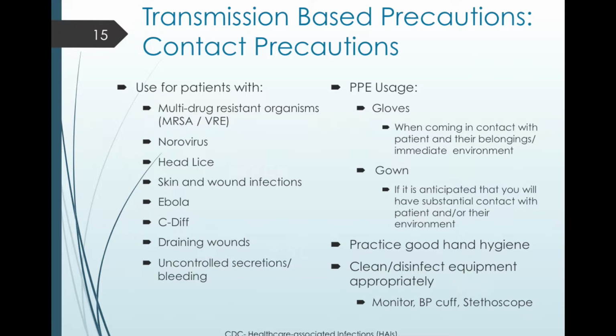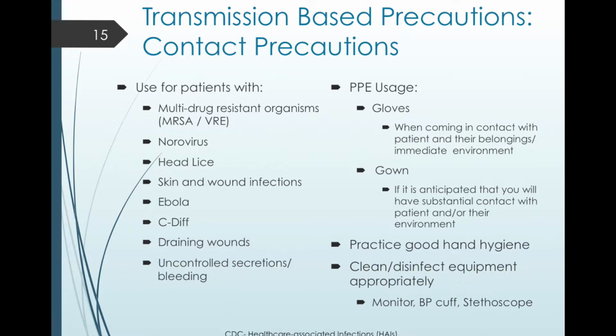For contact precautions, we are going to use contact precautions for patients with certain illnesses or diseases. These are listed on the left. If they have MRSA or VRE or multi-drug resistant organisms, we are going to make sure we have contact precautions. Norovirus, head lice, skin and wound infections. Ebola has made the list this year. C. diff is on there as well.